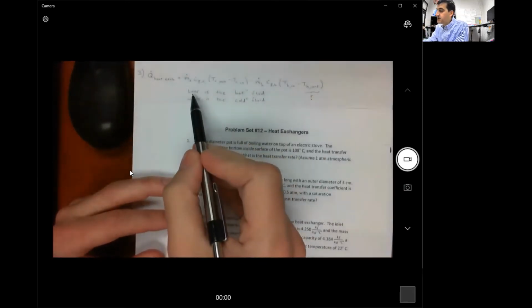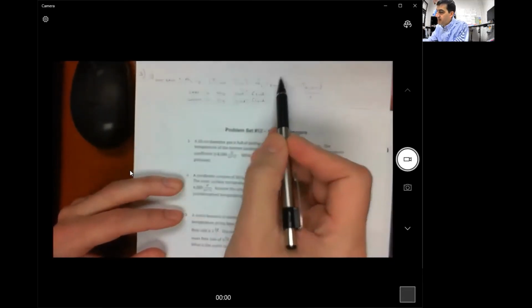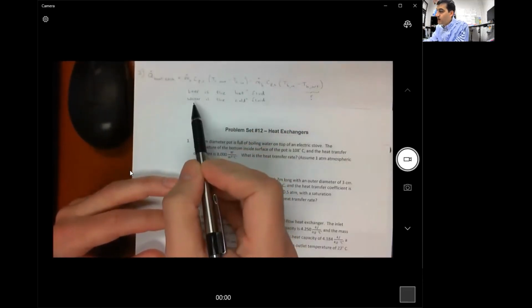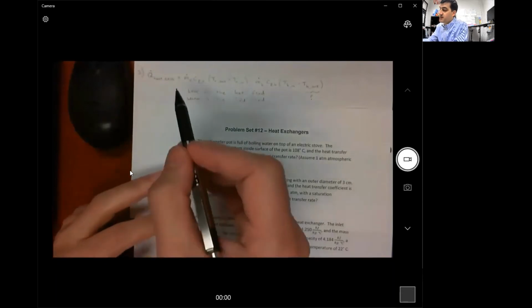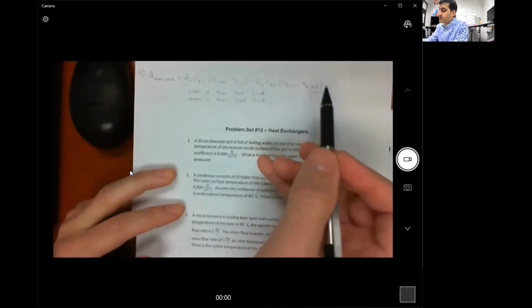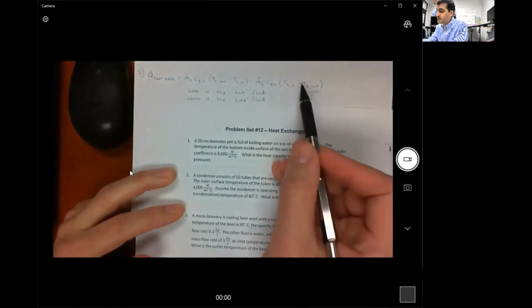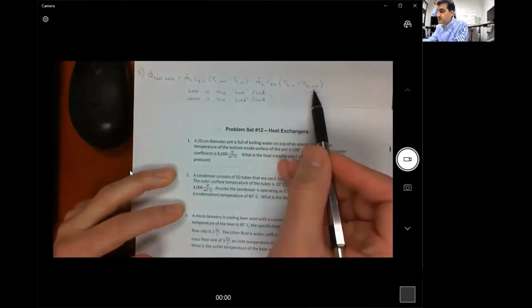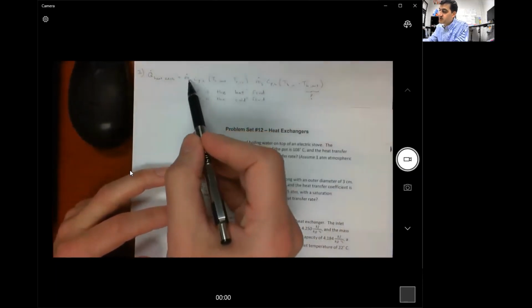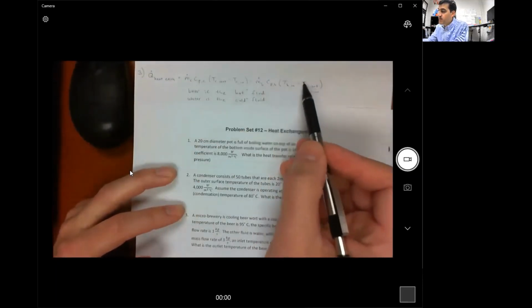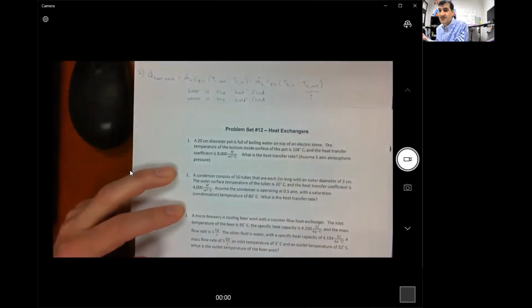So in this case, the beer wort is the hot fluid, that's these variables, and the water is the cold fluid, that's these variables. And if you look at this for a second, we are given every single one of these variables except this one right here that says T sub H out. So that's the temperature of the hot fluid out. In other words, the outlet temperature of the hot fluid. All right, so all we really got to do is rearrange this equation to solve for this variable right here, because everything else is given.